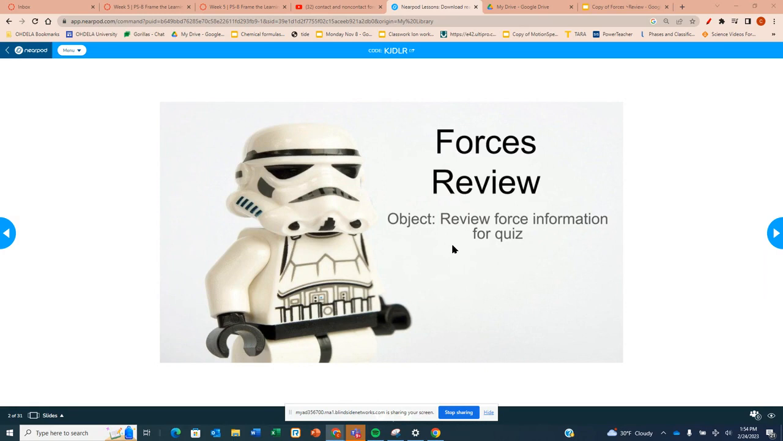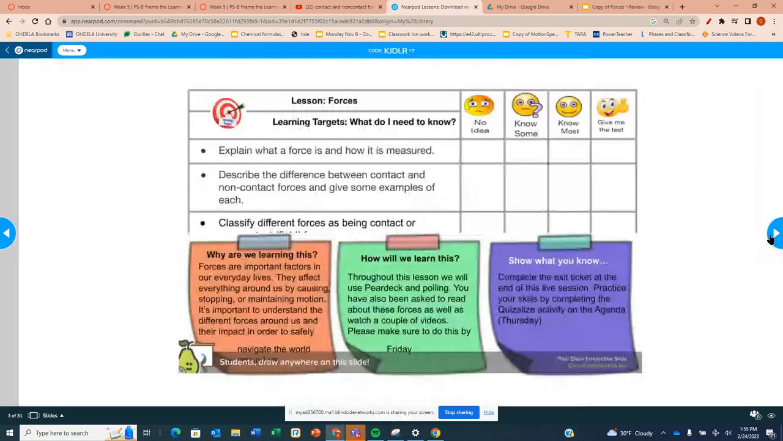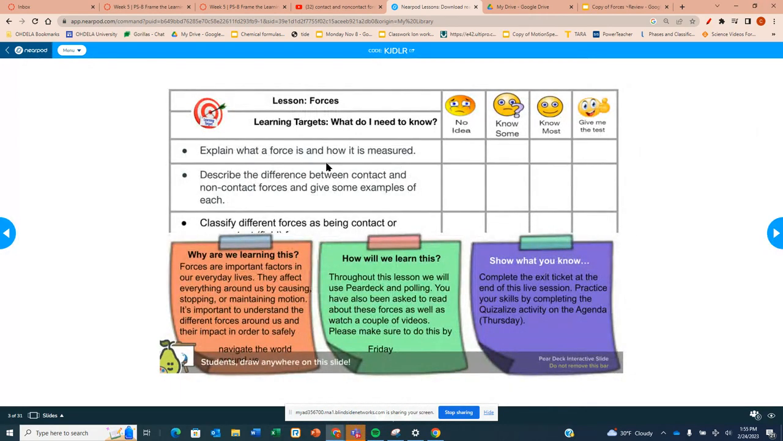So we're doing a force review for force types. Explain what a force is and how it's measured. Got that. Give me the test. It's today. Describe the difference between contact and non-contact. We'll be reviewing that again, and classify forces as contact or non-contact.